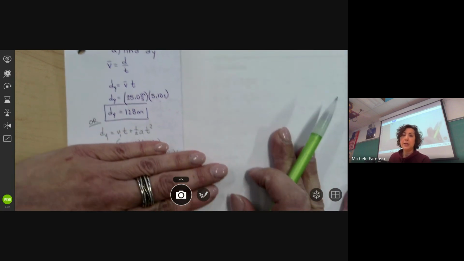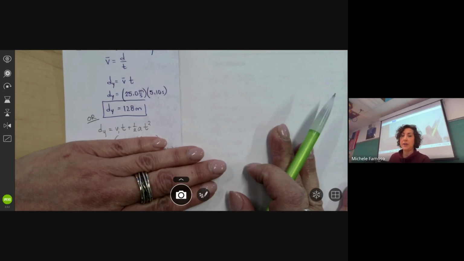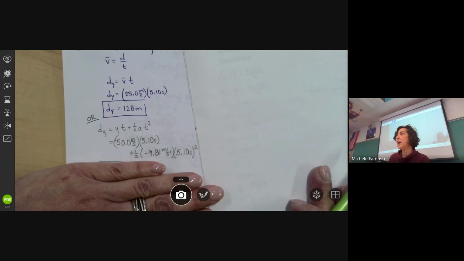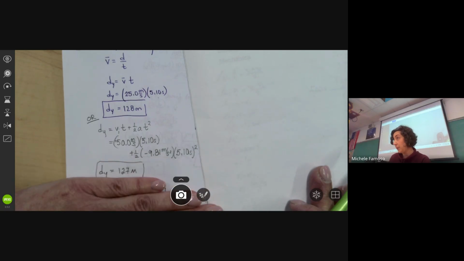Another way to do it is using D as VIT plus half AT squared. So you would be plugging in 50.0 meters per second times 5.10 seconds plus 1/2 of negative 9.81 meter per second squared times 5.10 seconds, that amount gets squared. If you do it that way, you get 127 meters.